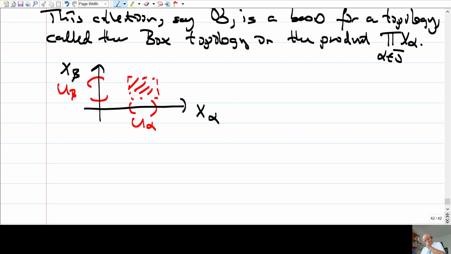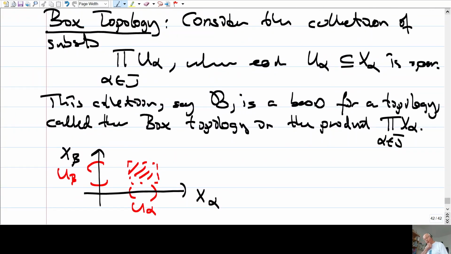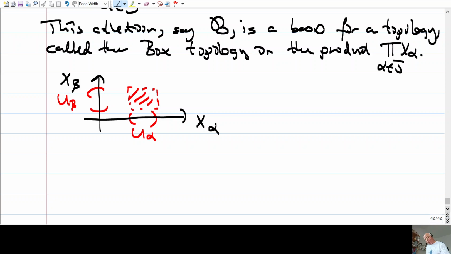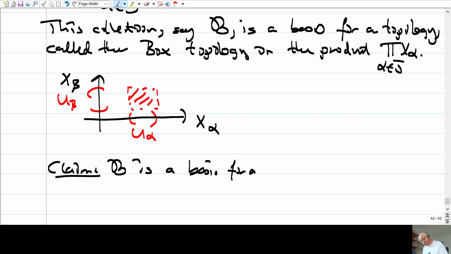All right. So this is just the definition of box topology, where you consider sets of this form, products of this form, where each U alpha is an open subset of X alpha, and we claim that such a collection is a basis for a topology on the product.